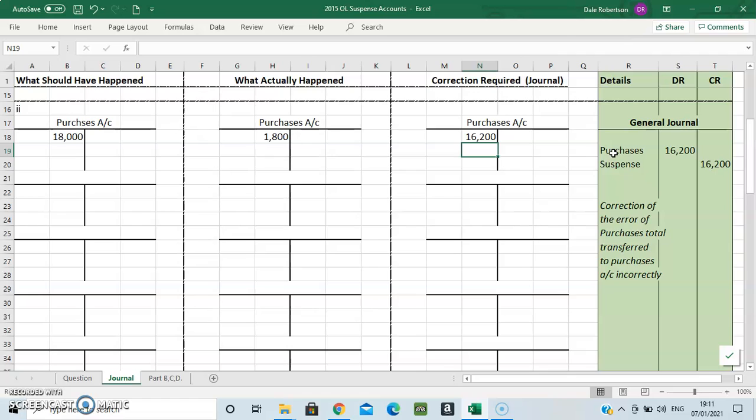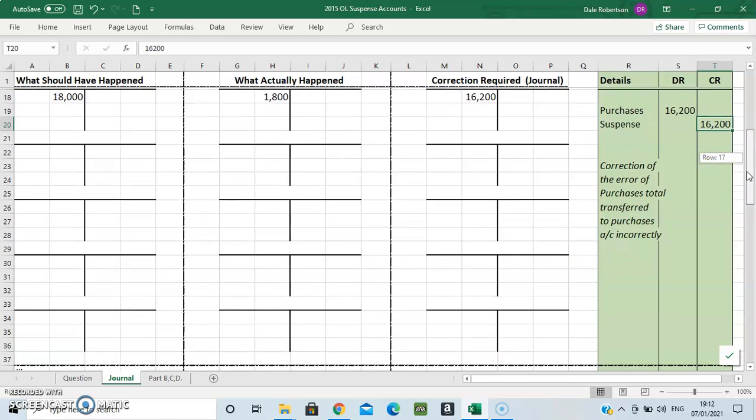We're going to journalize that by putting in purchases, 16,200 on the debit side. Now we have nothing to balance this against, but it must balance against something. So when you're in this position, you have this magical thing called a suspense figure. We know where the 16,200 came from, our correction, but we have nothing to balance it against. So instead we balance it against a suspense figure. That's one of the errors that was causing the trial balance not to agree. We narrated the correction of the error: purchases total transferred to the purchases account incorrectly.